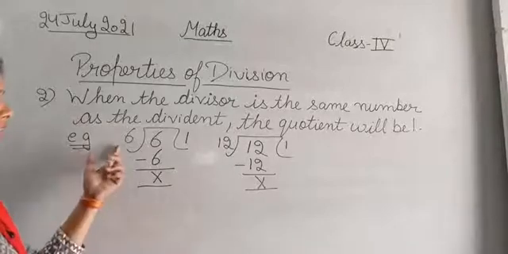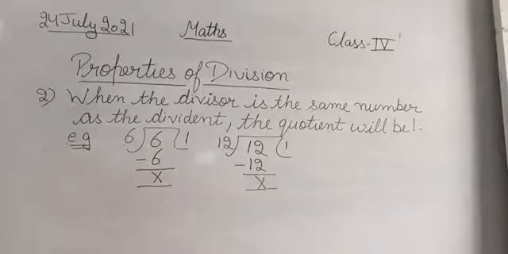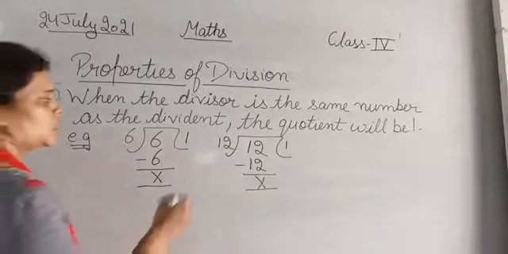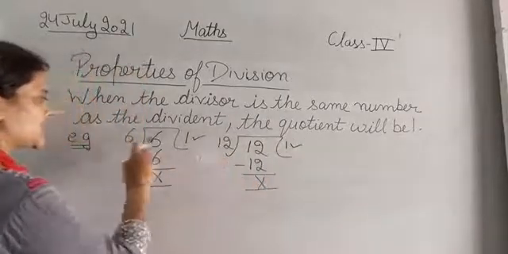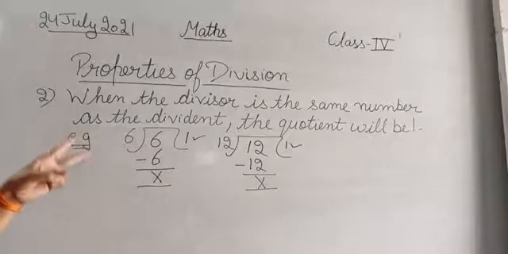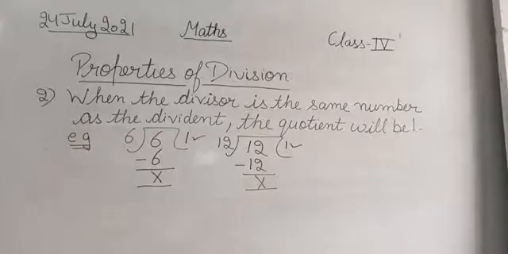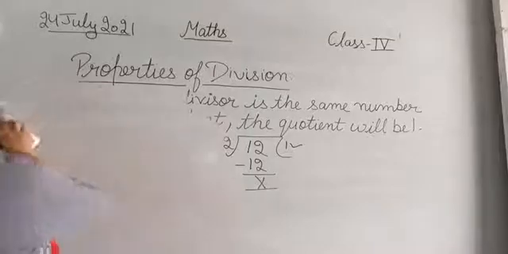So when our dividend and divisor are both the same, the quotient will always be 1. So as you can see in this, the divisor and the dividend are both the same, so that's why the quotient is 1. So this is the second property of division. Okay, moving next to the third property of division.